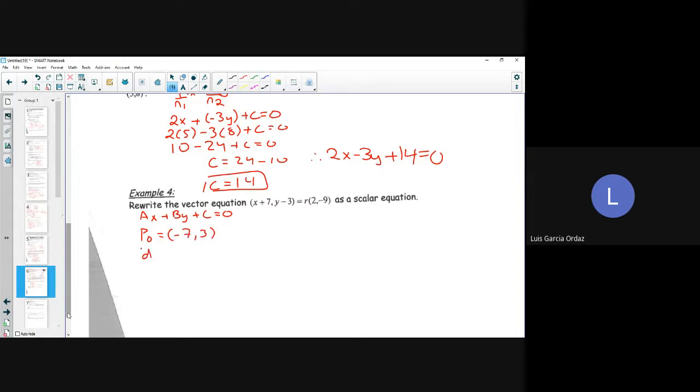So what is my direction vector so far? What direction vector are we given? Remember, the direction vector is always with the variable outside of it.